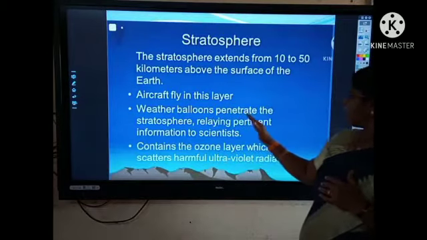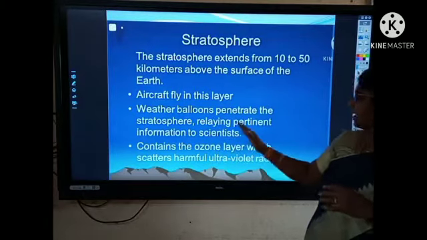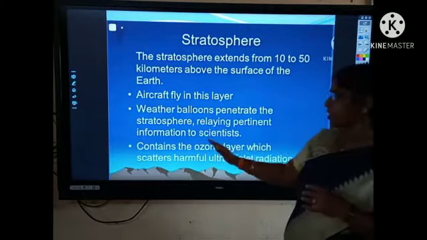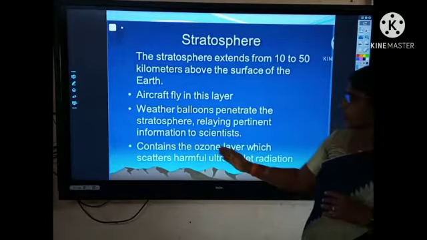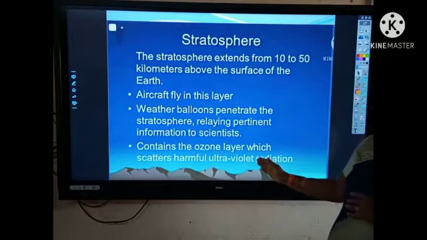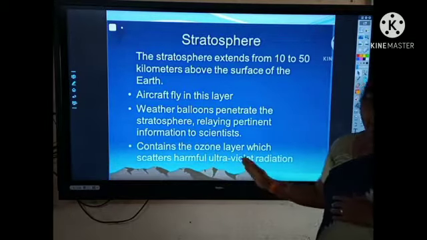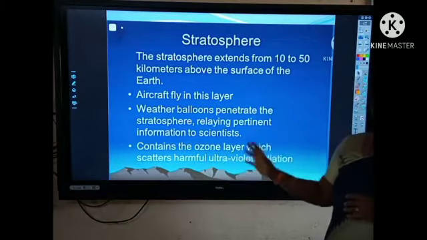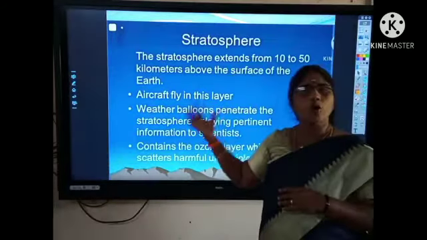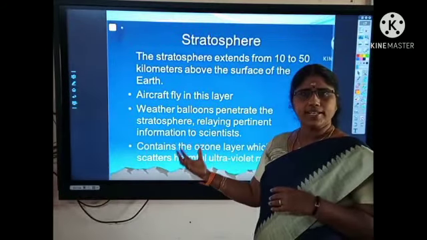Weather balloons penetrate the stratosphere, relaying pertinent information to the scientists. It contains the ozone layer, which is very important. The ozone layer absorbs harmful ultraviolet rays from the sun.